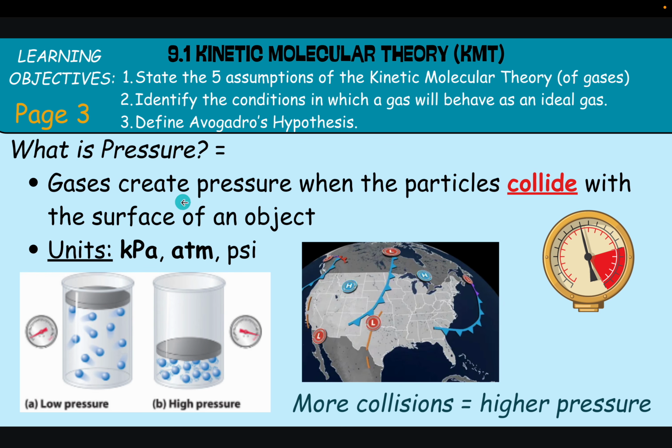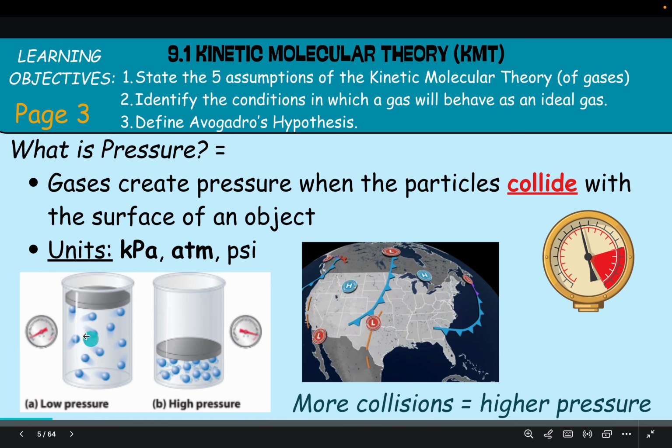So pressure is created when gas particles collide with the surface of an object. Okay, so this becomes important, especially for meteorologists when they are predicting the weather, because differences in the atmospheric pressure, whether it be low or high, are a big driving factor for what kind of weather we're going to have. Okay, so the units are typically going to be kilopascals and atmospheres for the purposes of this class. But there are different kinds of units of pressure like PSI or millimeters of mercury, etc.